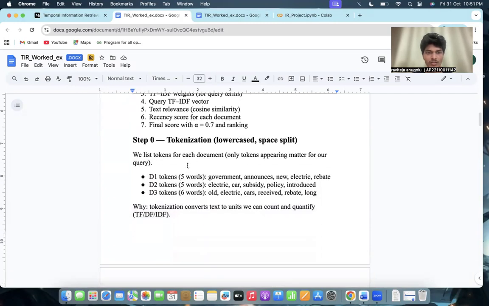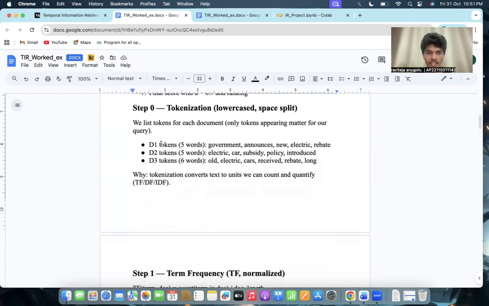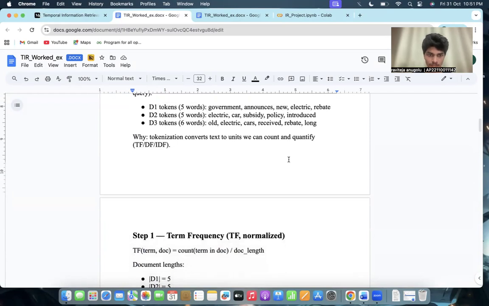Step 0 consists of tokenization. We will remove the special characters and convert upper case to lower case. Here by tokenizing, document 1 will consist of 5 words: government, announces, new, electric, rebate. Likewise, D2 and D3 are tokenized like that.